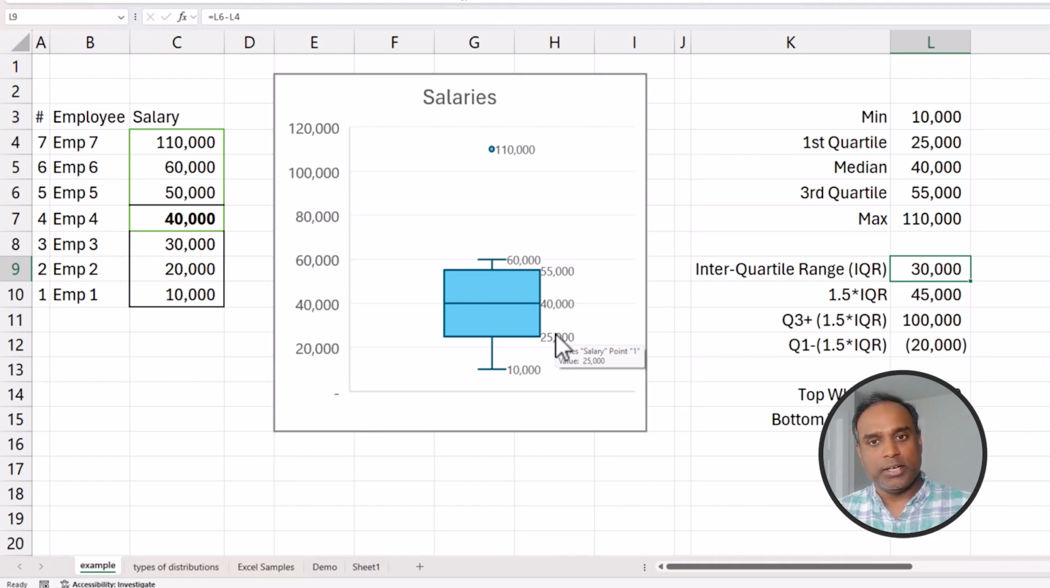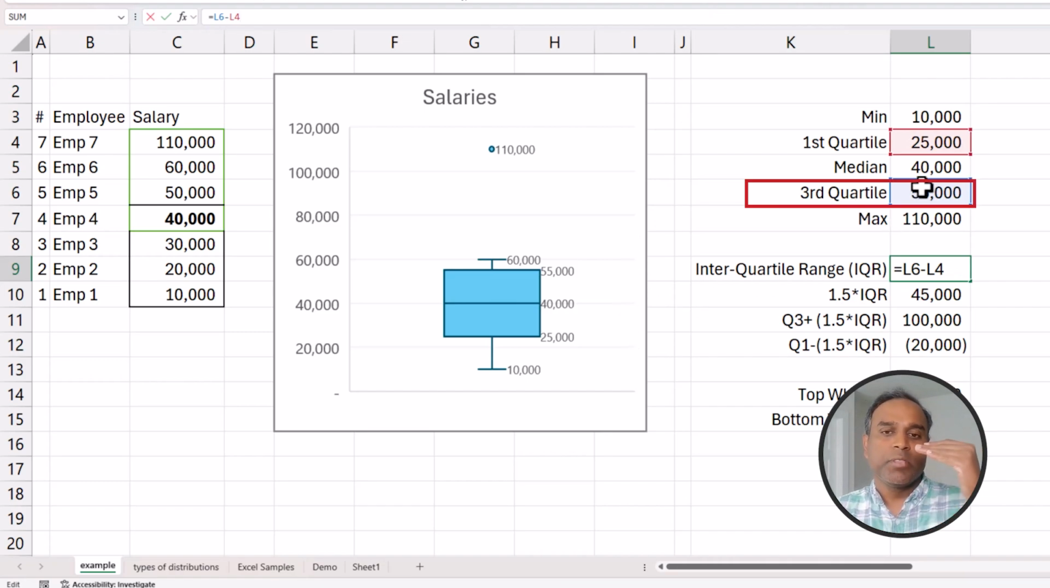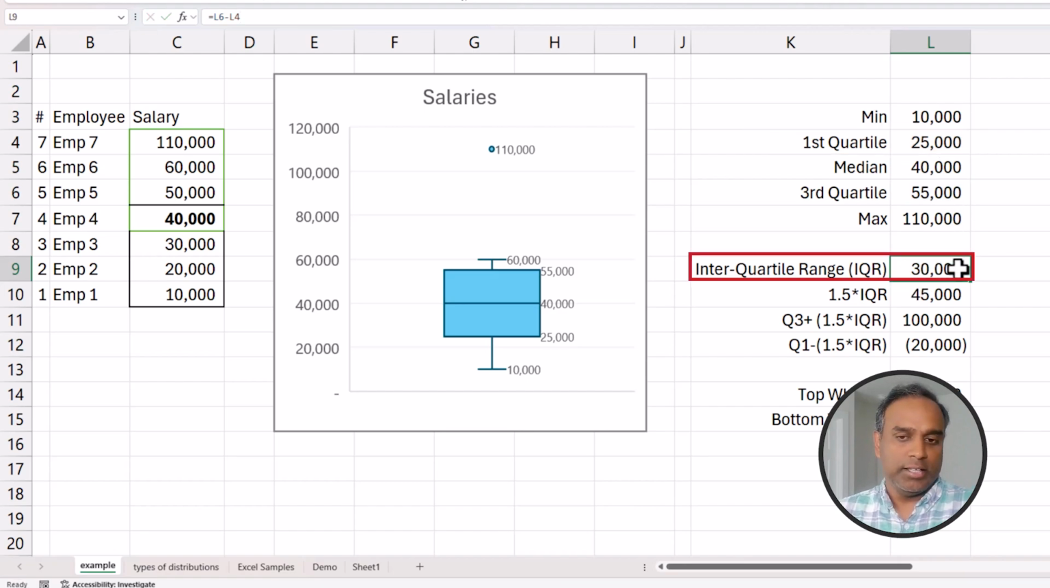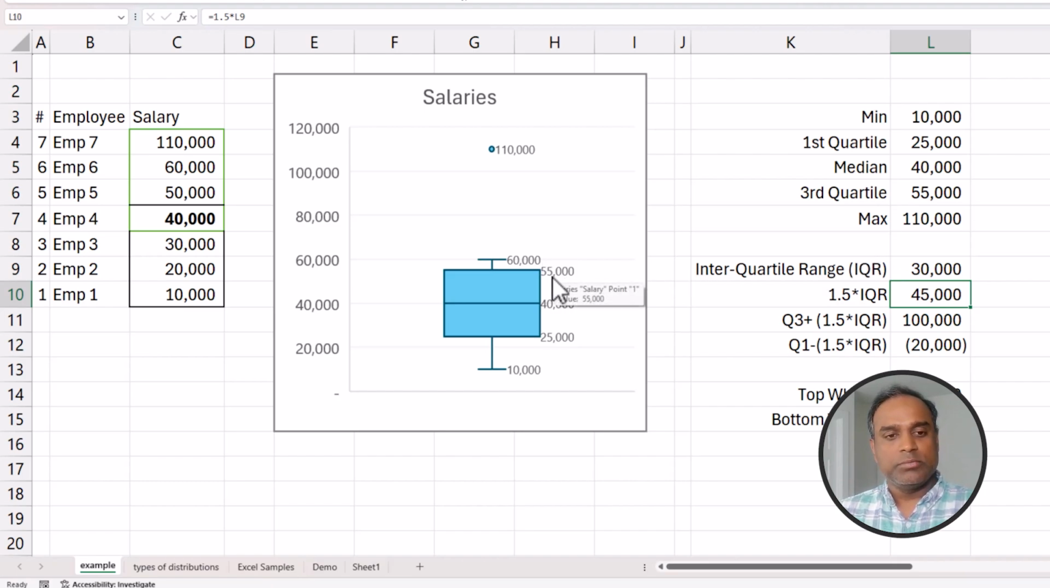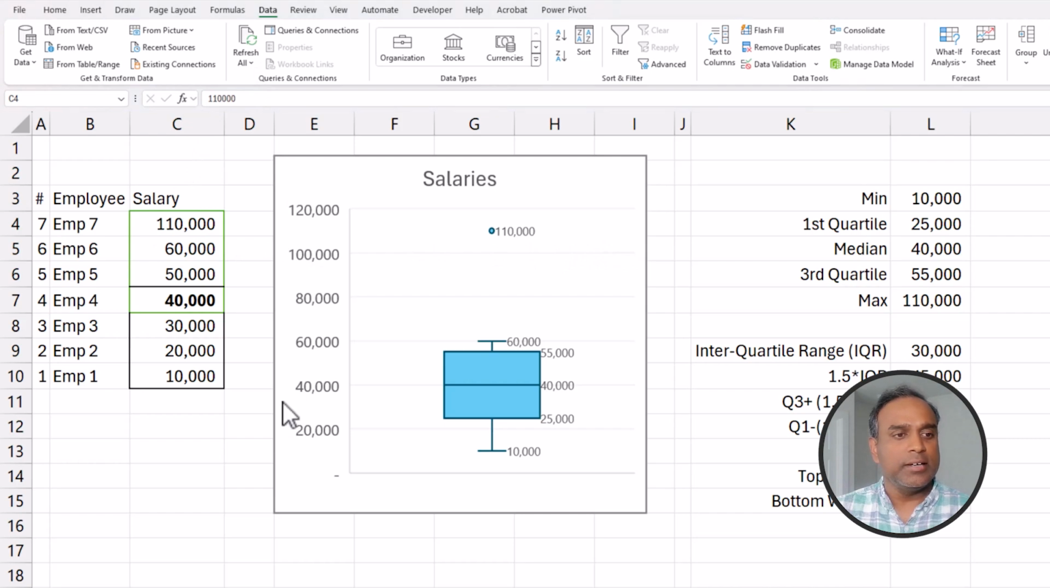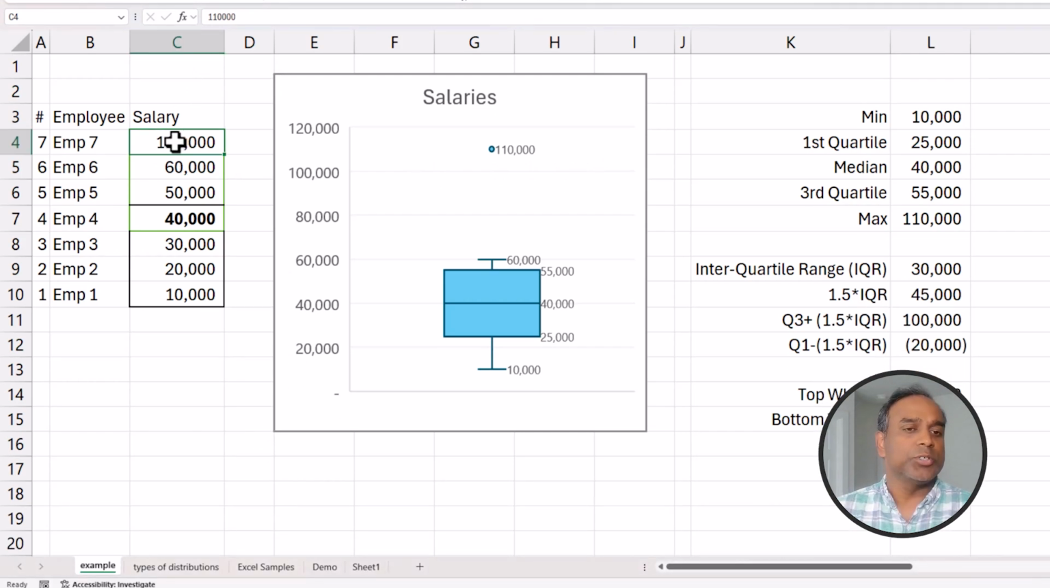So the distance between the quartiles is the interquartile range, which is 30,000 because 55,000 is the third quartile and 25,000 is the first quartile. Now we multiply that by 1.5 to arrive at 45,000. Now the third quartile, which is 55,000, plus this 45,000 is 100,000. Now, let's test this by entering a value which is a little bit greater than 100,000. Let's try, for example, 101,000.